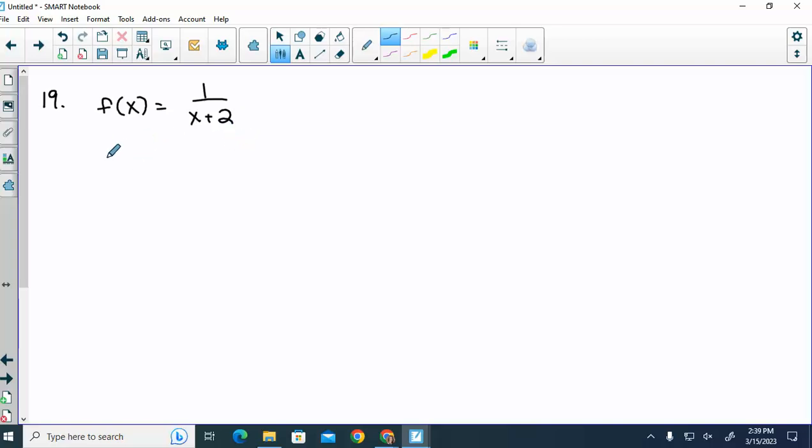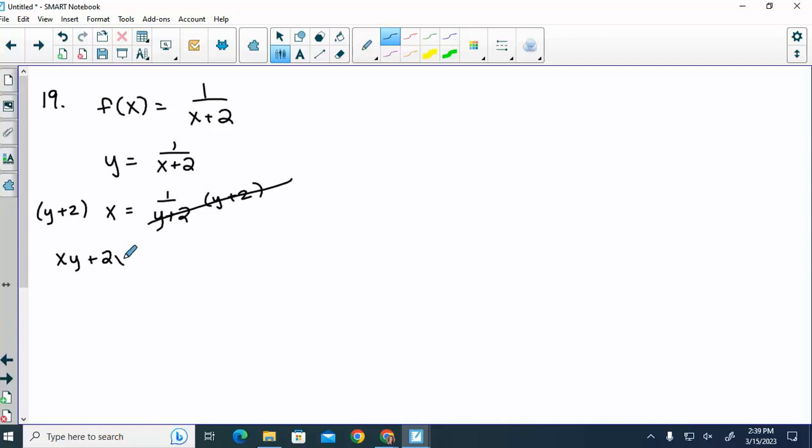First step, change the x to y. Second step, switch the x and the y. Third step, times y by y plus 2. Trying to solve for y, so multiply, get rid of this fraction. If I'm trying to solve for y, what could I do with this 2x? Subtract it. And then divide by x. So, inverse.